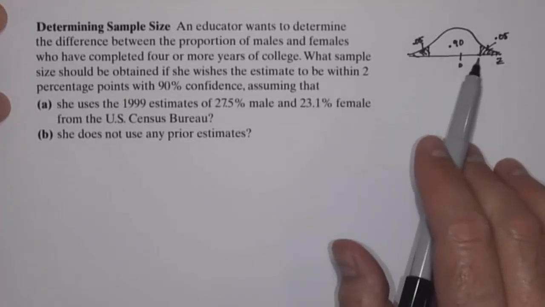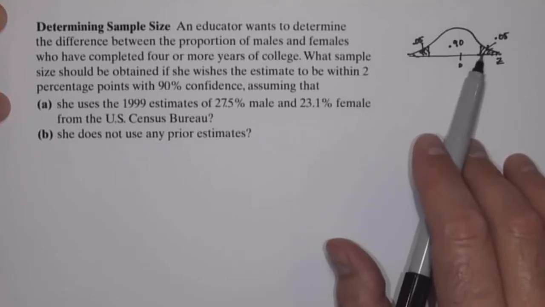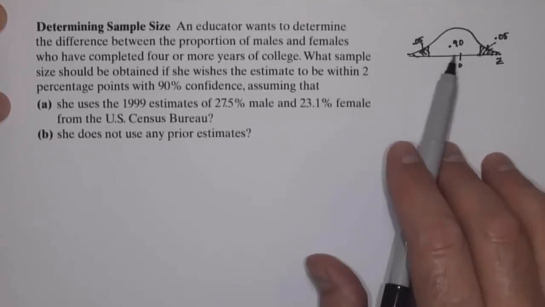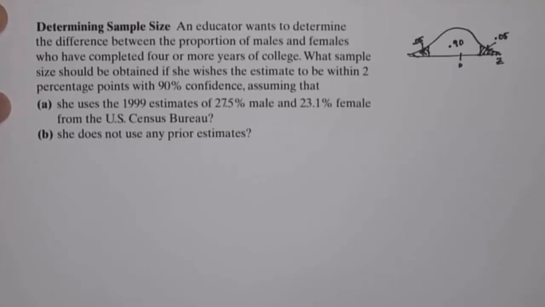Well, how can I figure out that critical value? Well, we can either use the standard normal table, inverse norm on our calculators, or we can use StatCrunch and use the normal calculator there in StatCrunch.